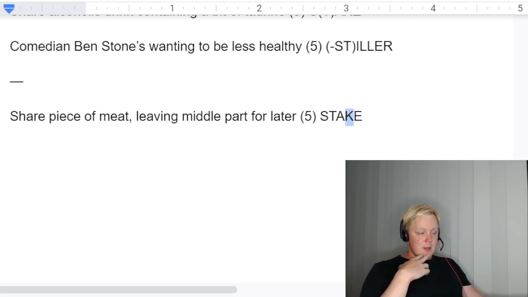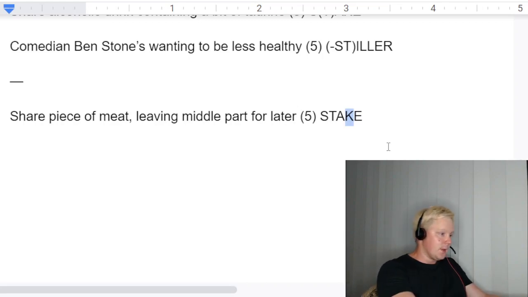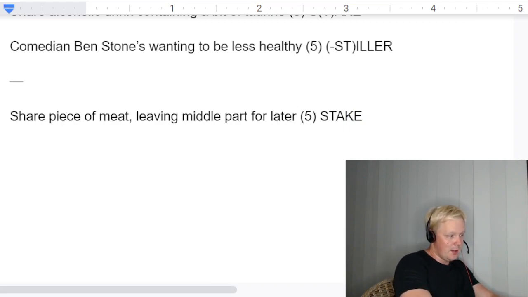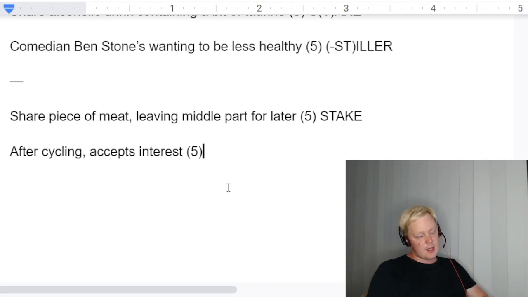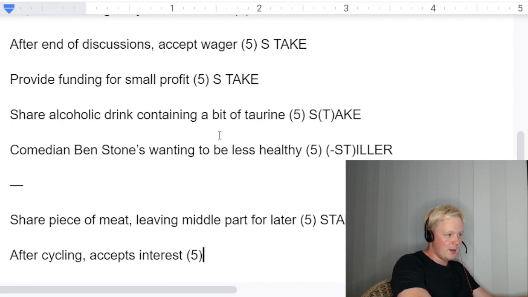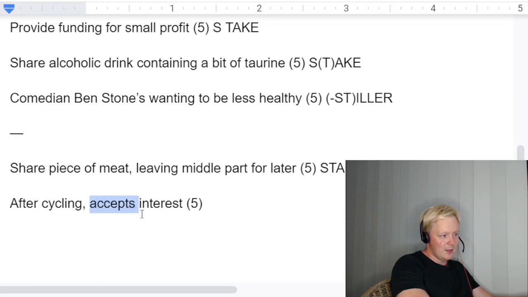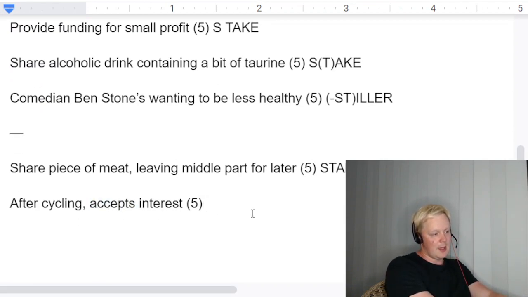That you sometimes see, but not very often. Then there's another type that's even rarer. It's called cycling. After cycling, accepts interest. Now we used accept before, I think. Accept for take here. This is accepts, so it's takes.